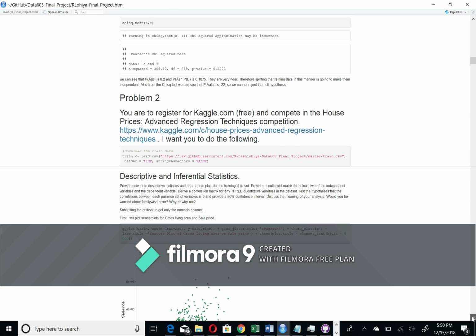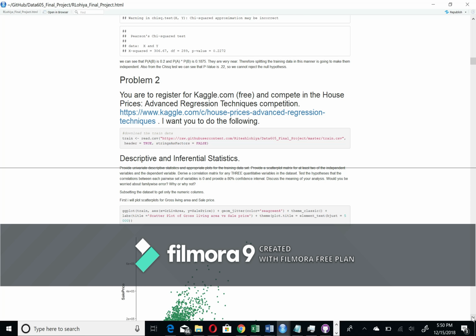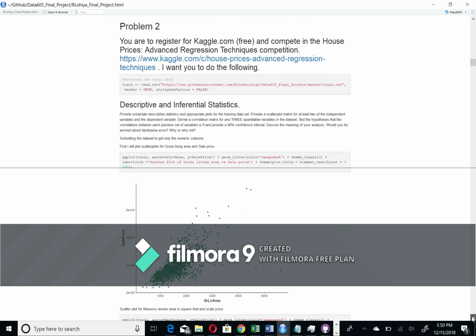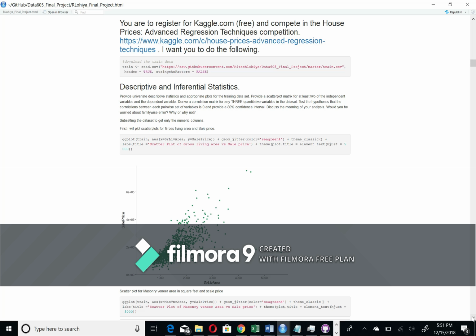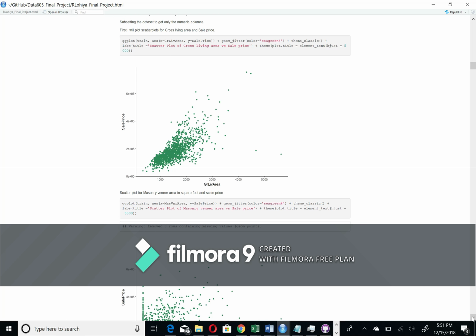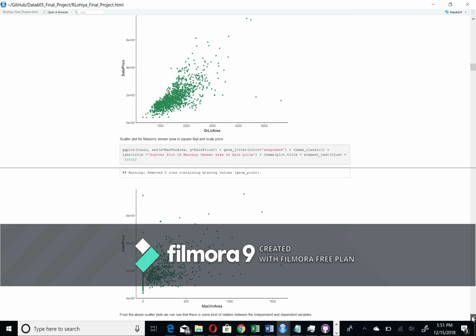Problem 2, where we have to take the data from Kaggle and do some descriptive and inferential statistics. For the first step we did the scatter plot. We were asked to take two variables. My two variables were gross living area and sale price for the first plot, and for the second plot it was masonry veneer area and sale price. So these are the two plots.